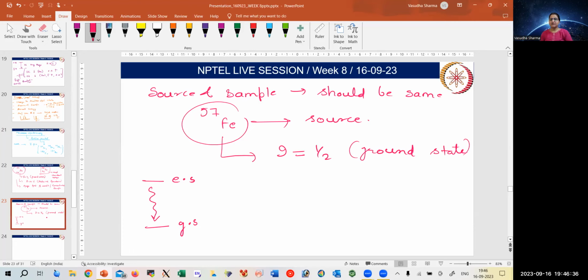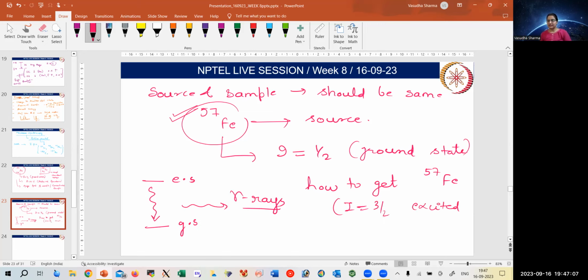Right? So if we talk about this particular source, anyway it is less abundant. Secondly, it exists in I equals half, so that is not going to give you any kind of energy as a source, because it has to be in the excited state and then come back to the ground state so that it can release some gamma rays. So how to get iron-57 with I equals 3/2, that is the excited state, as a source? That is the question.